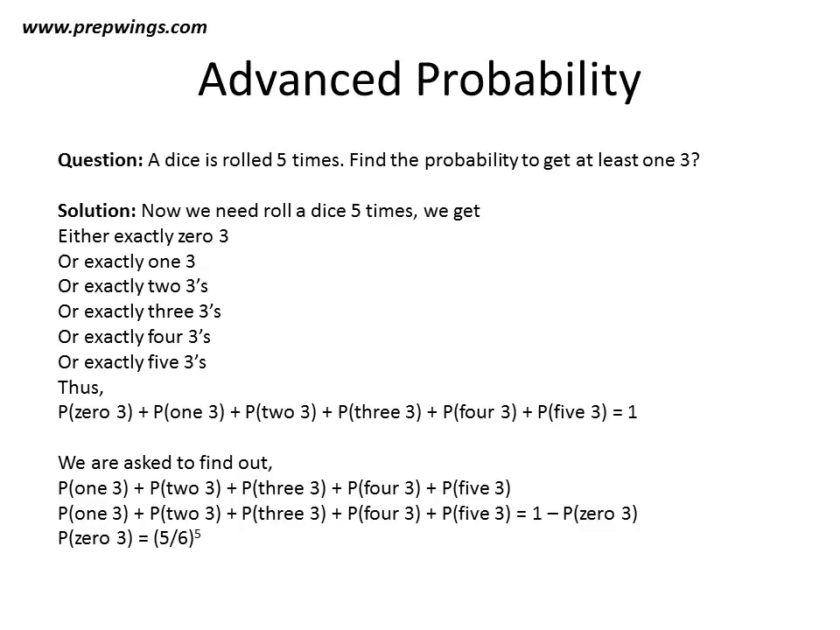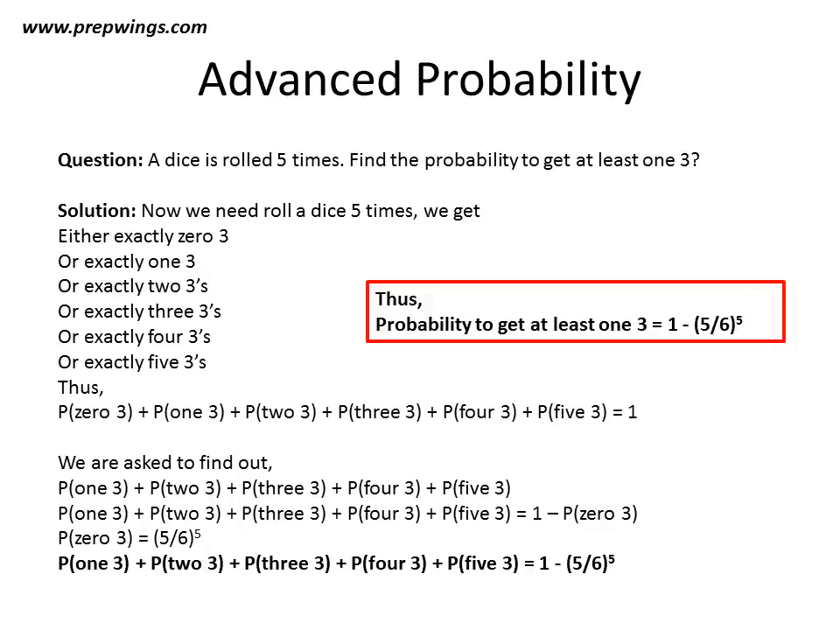Now we are rolling the dice 5 times. The probability to not get a 3 on one roll is 5 by 6, but we are rolling it 5 times. So the probability to get 0 3s, that means I am not getting a 3 five times. What will be the probability to get 0 3s? It will be 5 by 6 raised to 5, because it will be 5 by 6, 5 by 6, 5 by 6, five times. Thus the probability to get at least 1 3 will be equal to 1 minus 5 by 6 raised to 5.